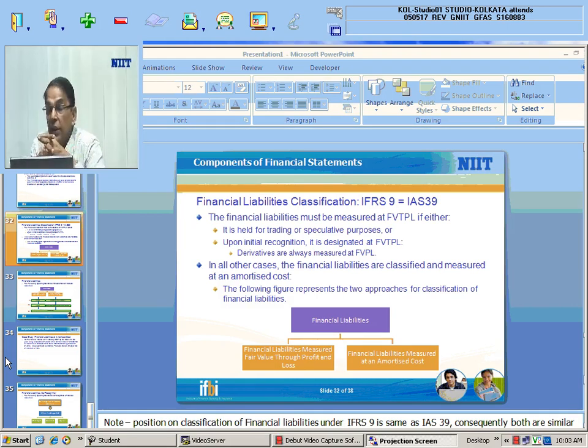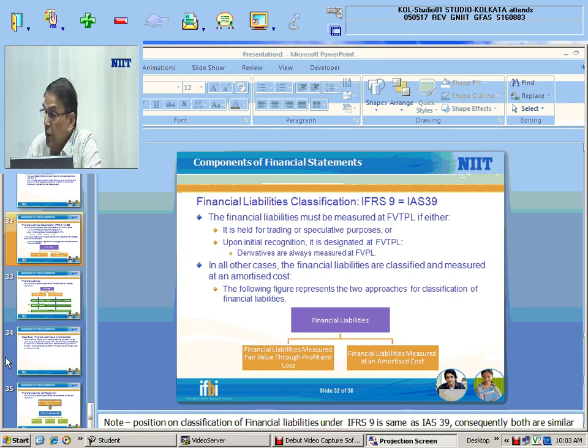That is not their business. But they may buy future contracts in particular grains, expecting that the grain price will go up and they can make a profit. They are speculators. They are not traders. So there is some degree of difference between trading and speculating. So these are the two classifications for financial liabilities measured at fair value through profit and loss.